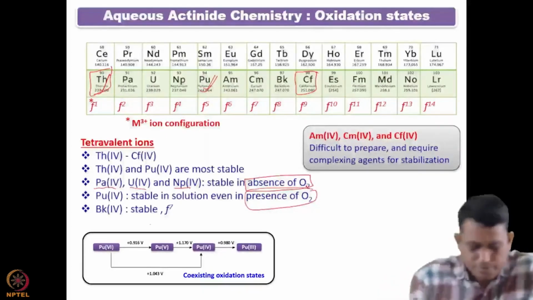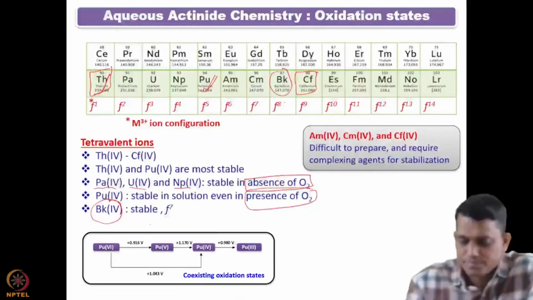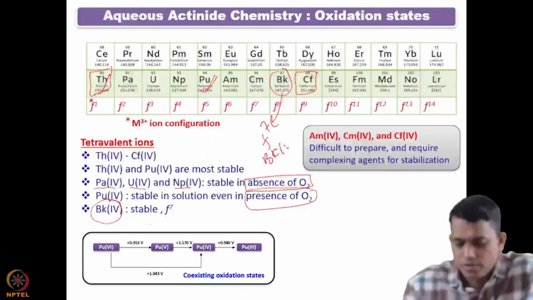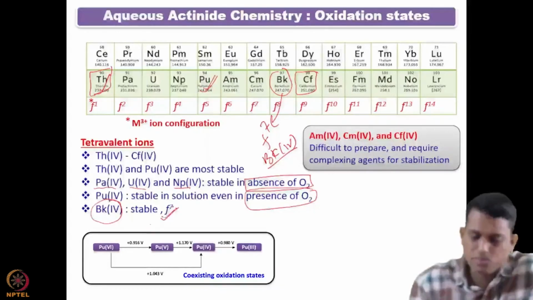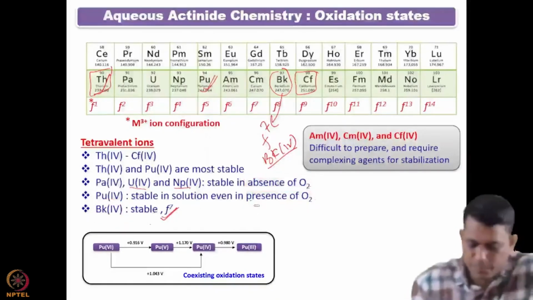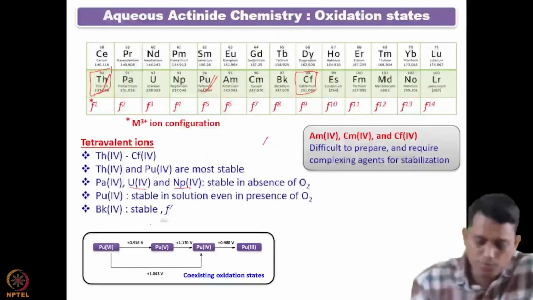The other actinide that is stable is berkelium. You can see from here. That is stable because of the F7 configuration of +4 states. So that extra stability comes because of the F7 configuration in the case of berkelium. And as I've shown you in the earlier slide, all the plutonium is stable in +4, but that is not the only oxidation state that is there in the plutonium solution.